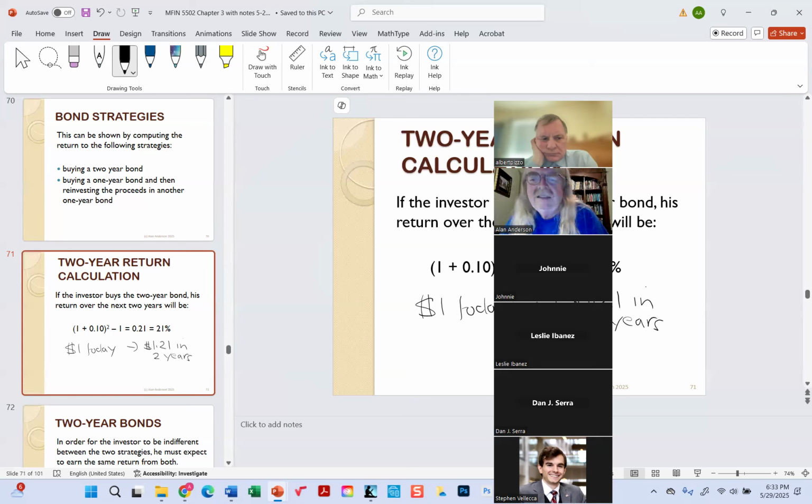And how did we get that, by the way? Here's your dollar. You reinvest it, and then at the end of the year, your $1.10 is reinvested at 10% again, and that gives me $1.21. Or you could think of it as $1.10 squared.